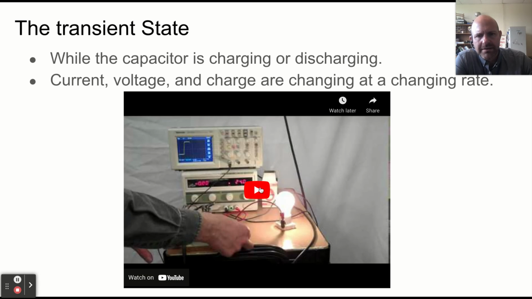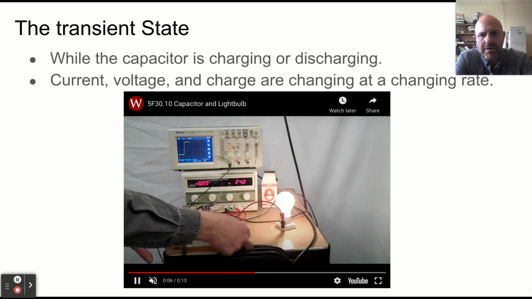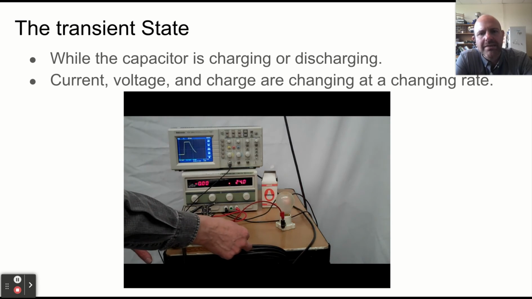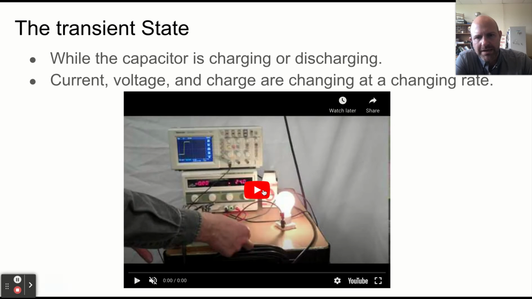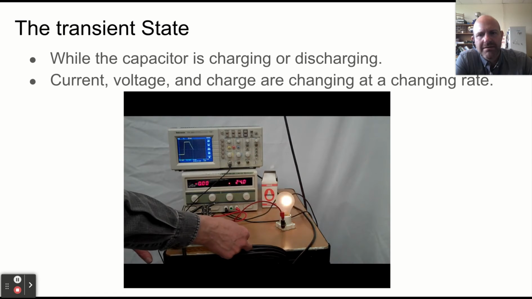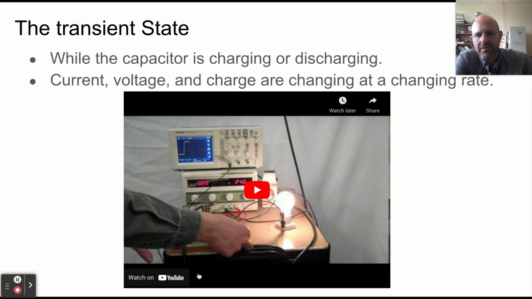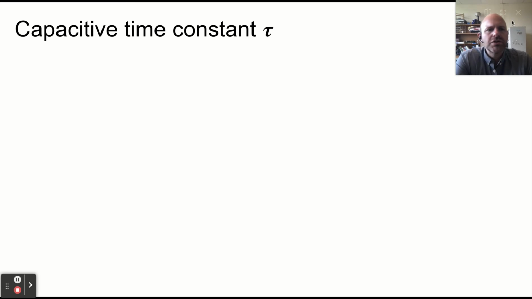So here's a quick little video of a capacitor and light bulb. We see that the light bulb goes out. And if you can see on the oscilloscope behind the experimenter, we see that there's some amount of current changing over time. So that means that we need to think of this in terms of a time constant, a decay function. And if you think about nuclear decay, that's a good model here.